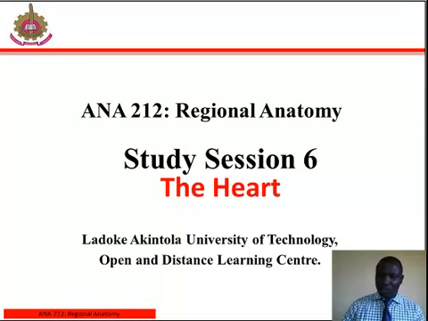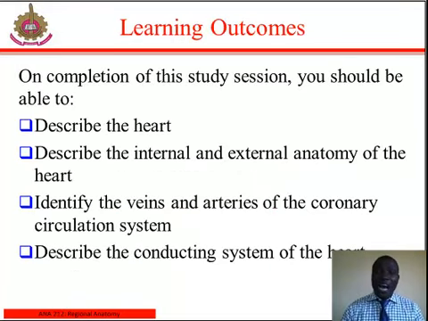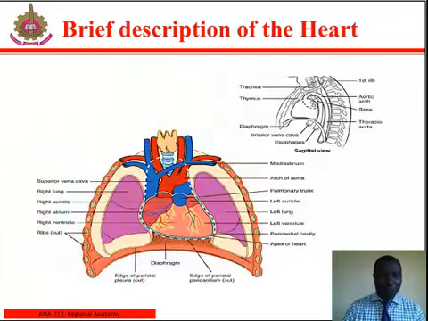In this study section, you will be introduced to the location and position of the heart, internal and external anatomy of the heart, tissue layers of the heart, and the conducting system of the heart. On completion of this study section, you should be able to describe the location and position of the heart within the body cavity. You should be able to describe the internal and external anatomy of the heart. You should be able to identify the veins and arteries of the coronary circulation system, and you should be able to describe the conducting system of the heart.